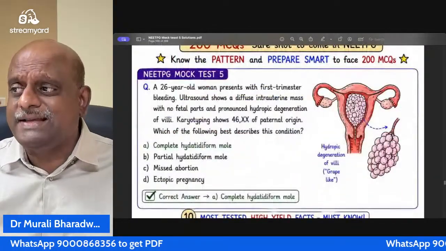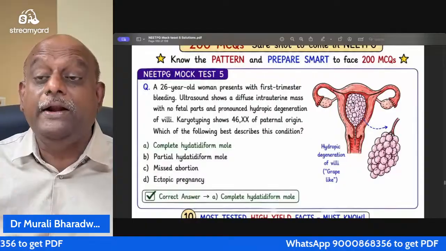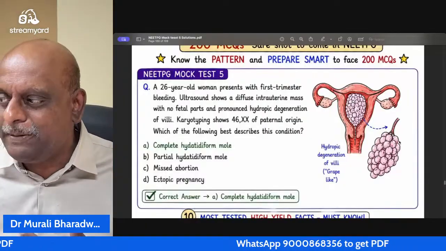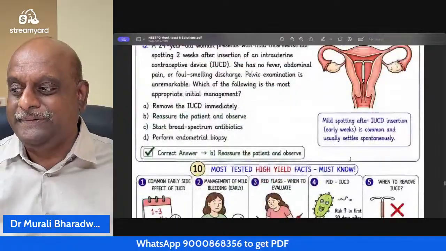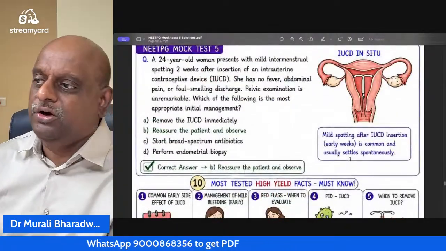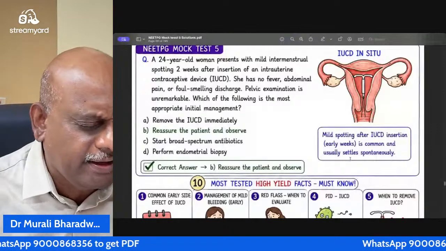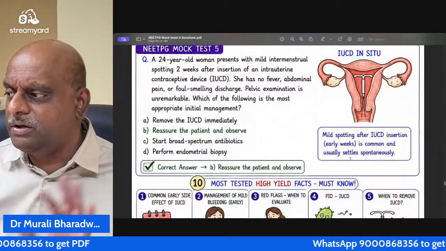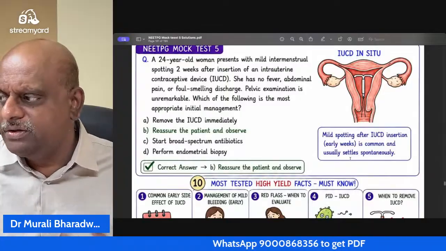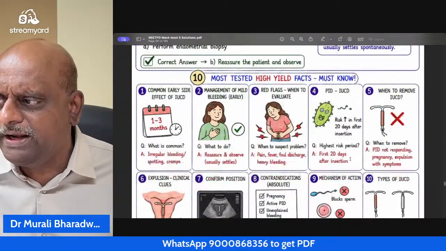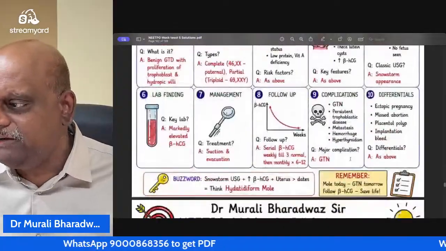Karyotyping is 46XX of paternal origin, no fetal parts, pronounced hydropic degeneration, grape-like villi. You will think of complete hydatidiform mole. So foul-smelling discharge whenever it is there, mild spotting is very common after IUCD insertion. Only what she requires is a little reassurance. It will settle down spontaneously. Snowstorm appearance, hydatidiform mole.